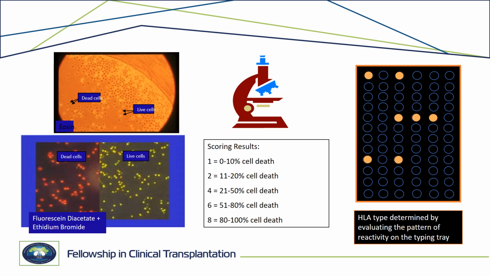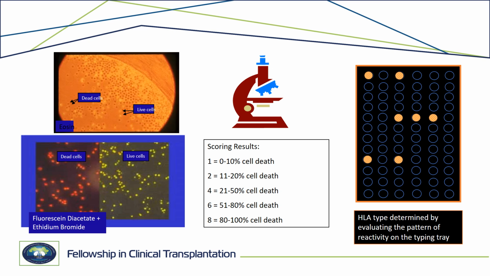Ethidium bromide is a red dye, and fluorescein diacetate is a green dye. If the cell loses its cell membrane, it becomes not intact, so the ethidium bromide can enter the cell and stain the nucleus. If the ethidium bromide enters the cells and stains the nucleus red, then you know that the cell you are viewing is a dead cell. However, the fluorescein diacetate doesn't enter the cells, and it only stains the intact cell membrane. So if you find a green dye from the fluorescein diacetate, you know that the cells are living because the cell membrane is still intact.